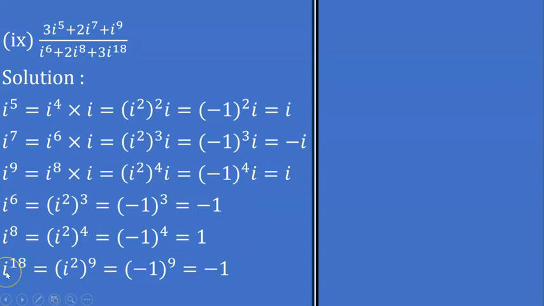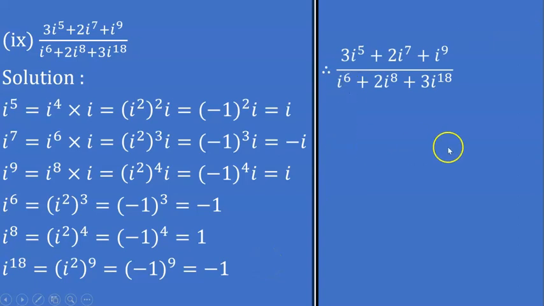Next also i^18 means what? (i^2)^9. i^2 is minus 1. (-1)^9. Overall you will get here minus 1. Okay. Now substitute all these values in this expression.